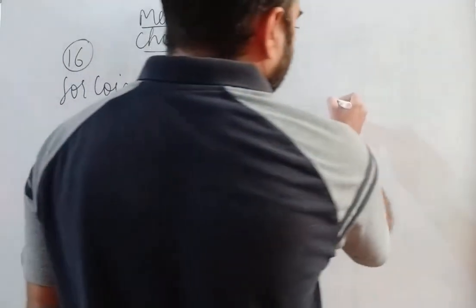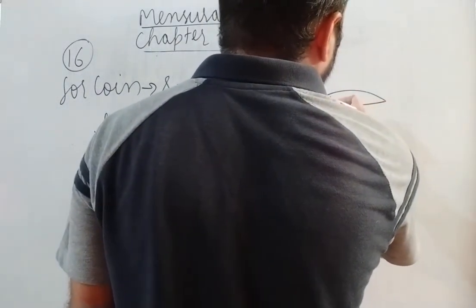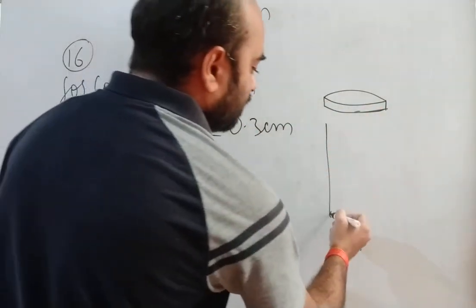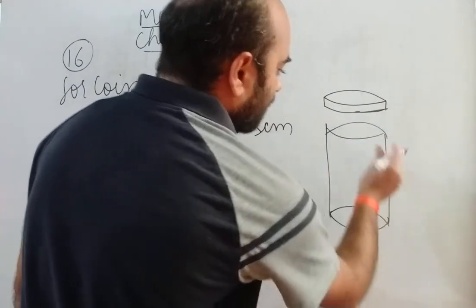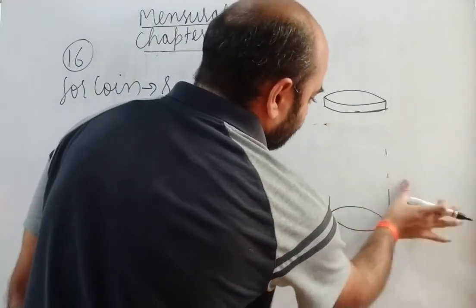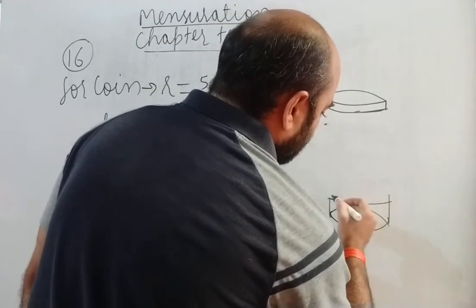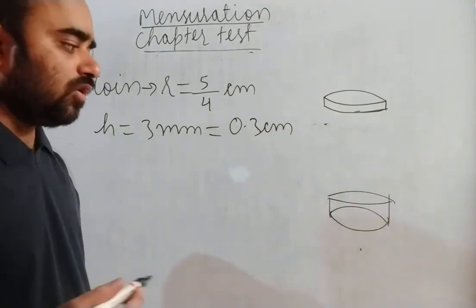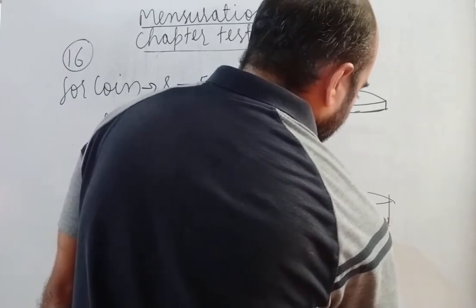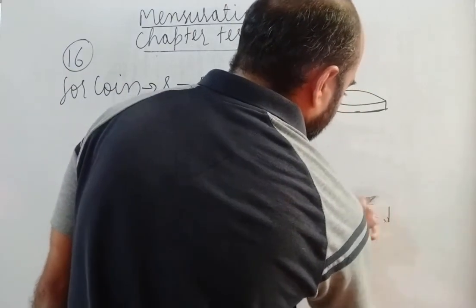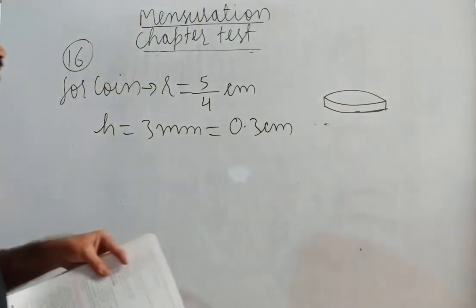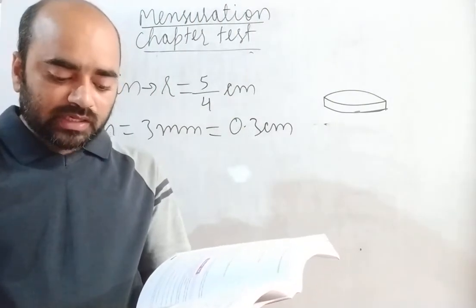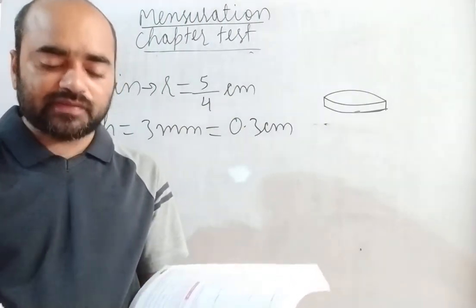Coin means the shape of the coin is cylindrical. Why? The height is very low. If you lower the height of the cylinder, what will happen? See, this is also a cylinder. That is why the same concept applies for the coin. Correct? The coin is also of the shape of a cylinder. Now for the coin, radius and height are given, which are to be melted to form a solid cylinder of radius 3 centimeter and height 5 centimeter.